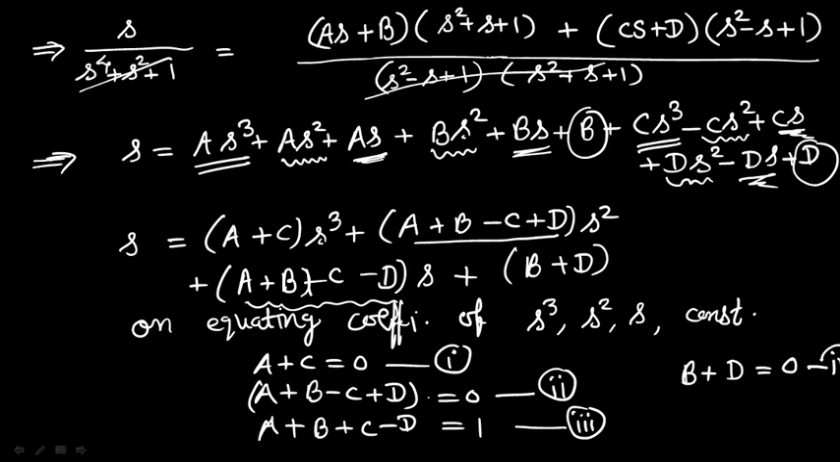We solve these four equations by any method and find out the constant values. Now suppose from the first equation we find the value of a equal to minus c. Here we substitute in this equation, then we get a equal to minus c from the first equation.